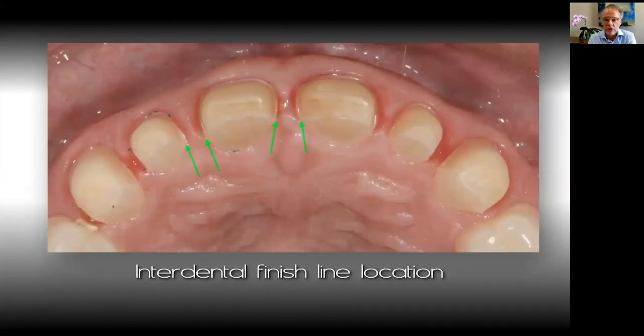So the interdental finish lines have to be positioned critically. They have to be moved lingual or palatal to the proposed interdental contact. A rule of thumb, I have no science behind this, but a rule of thumb: the wider the space, the more palatal I move the finish line. If I have a 2 millimeter space between the finish lines interdentally, I need to move my finish line 2 millimeters palatal to the ideal contact. 3 millimeter space, 3 millimeters palatal.